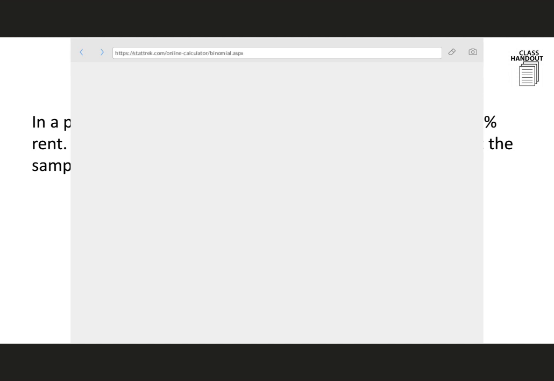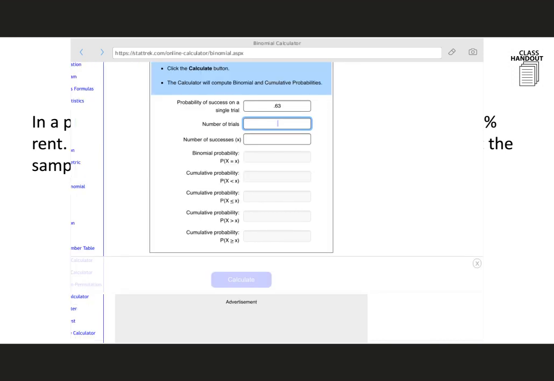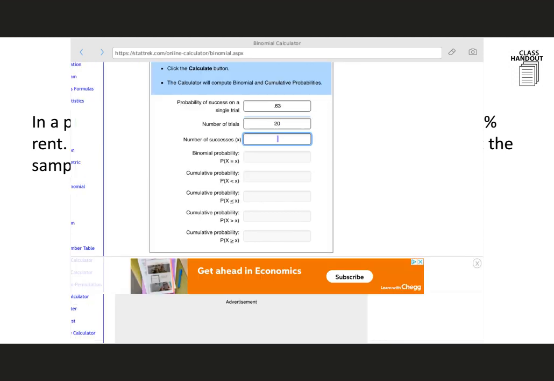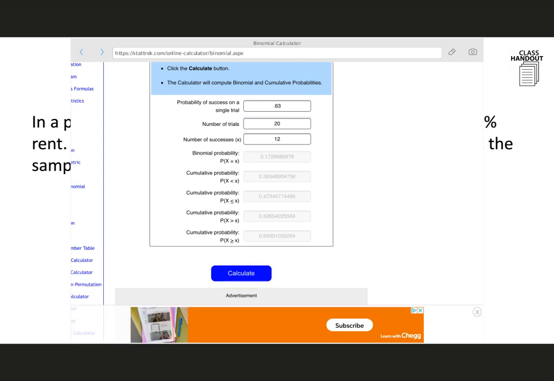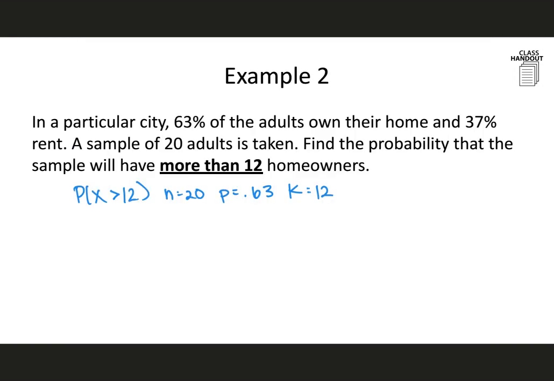So using our binomial calculator, again, we have 0.63. Number of trials is our sample size, and we're looking at more than 12. So entering in our numbers, more than 12 is greater than, so it's going to be 0.5265. So the probability that the sample will have more than 12 homeowners is 0.5265.